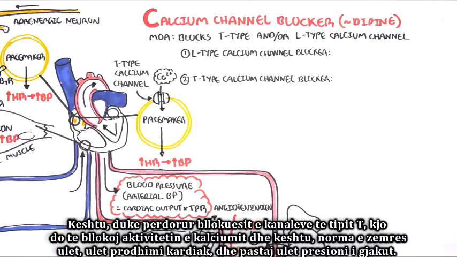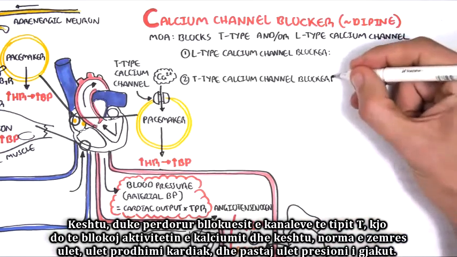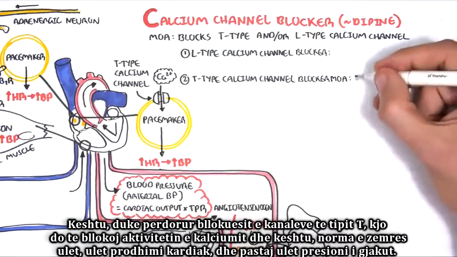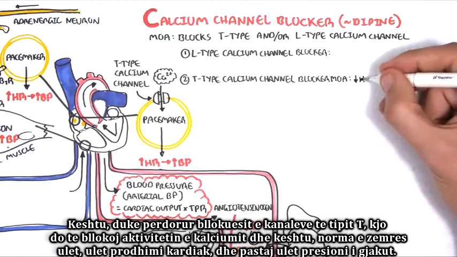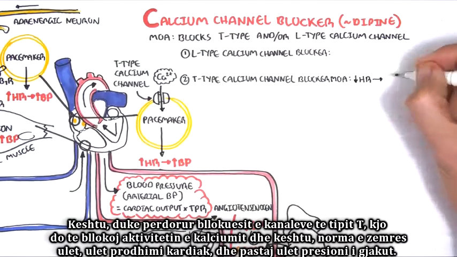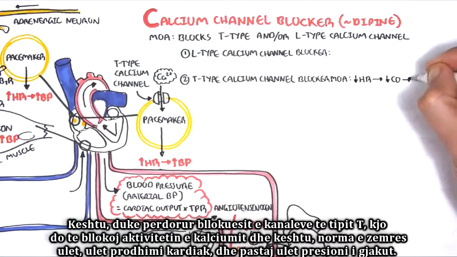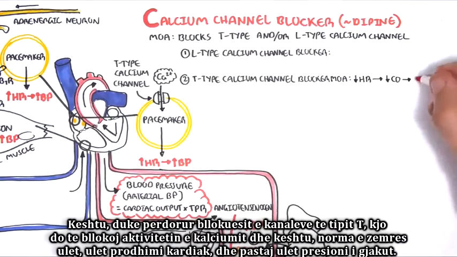And so by using the T-type calcium channel blockers, it will block calcium activity and thus decrease heart rate, decreasing cardiac output, and then decreasing blood pressure.